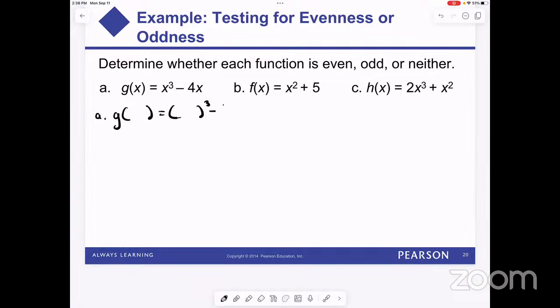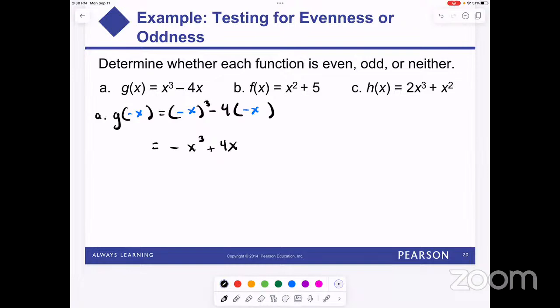Replacing each x with negative x. Okay. So then we simplify. So when we have an odd number of negatives multiplied, the final result there is going to be a negative. Double negative is positive. Is this the original? No. So then let's try factoring out a negative.